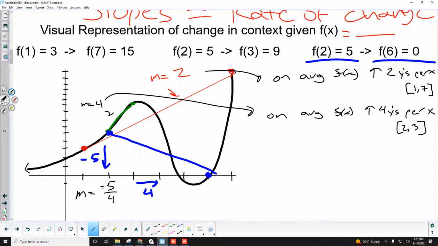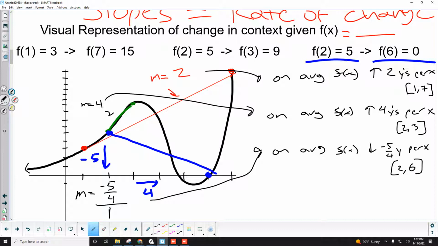Now, a lot of people will say, oh, you go down 5 y's over 4 x's. Well, I'm going to say we went down 5/4 of a y per 1 x. That's just a little bit more comparable. Everything is in a y's per 1 x rate. So this 5/4, my interpretation is on average, my function is going down. It's decreasing. It's going down on average 5/4 of a y per x on the interval 2 to 6. Downward sloping line, decrease overall on average.